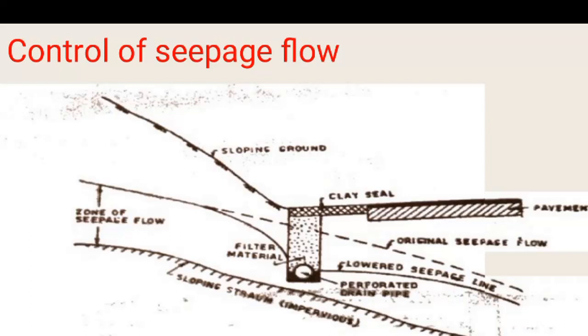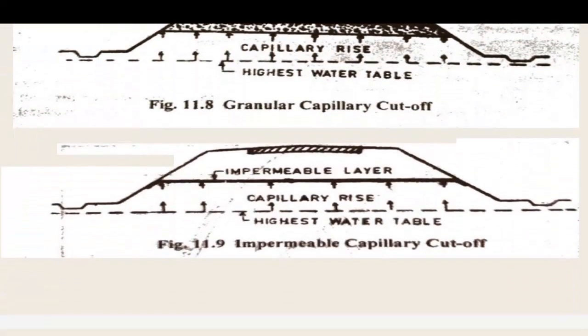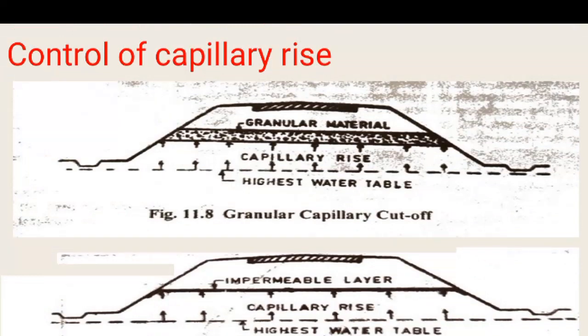And there are actually two methods: granular capillary cutoff, and second is impermeable capillary cutoff, right? So that is with respect to capillary rise. So capillary rise, here in the next diagram it is very much clear, that is granular capillary cutoff and impervious capillary cutoff.